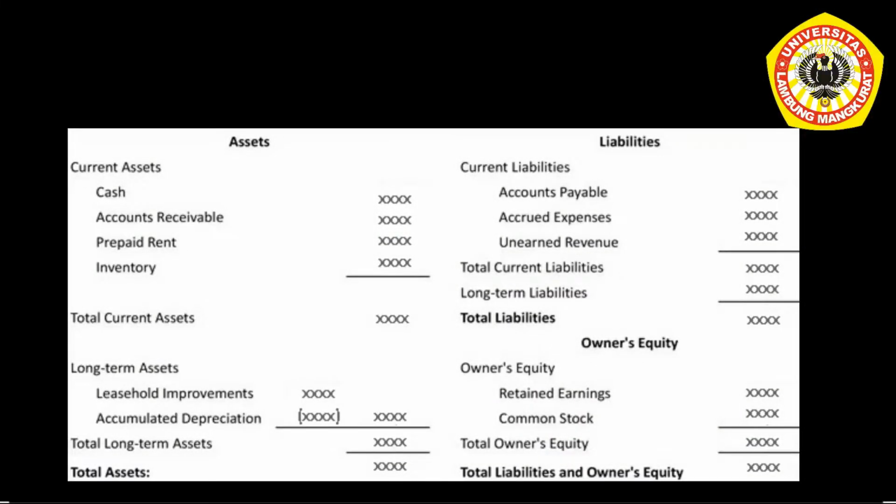Statement of financial position, also known as the balance sheet, presents the financial position of an entity at a given date. It is comprised of the following three elements: assets, liabilities, and equity. This is an example of a balance sheet. The balance sheet is showing what we are trying to balance: assets on one side and liabilities and owner's equity on the other side.